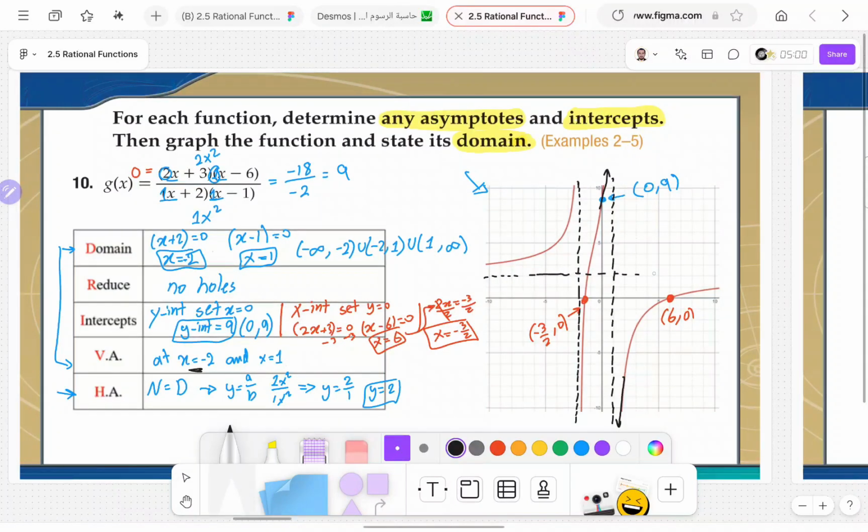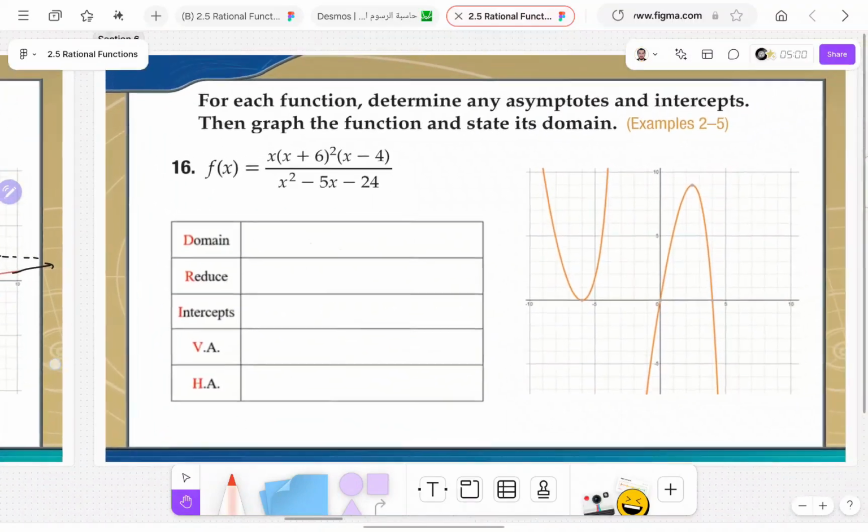So this is the horizontal asymptote, and as you can see, the function will go with the horizontal asymptote. And as you can see, the graph in the middle is intersecting the horizontal asymptote, which is completely fine when you intersect. I hope you understand this. Now let's take one more example here.